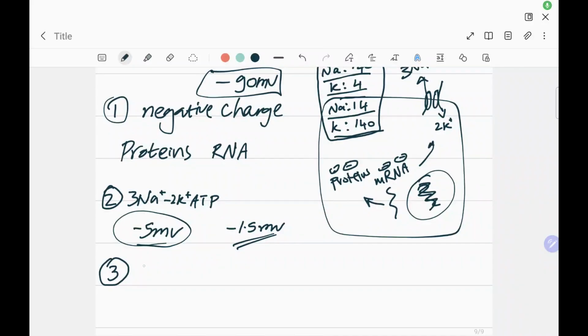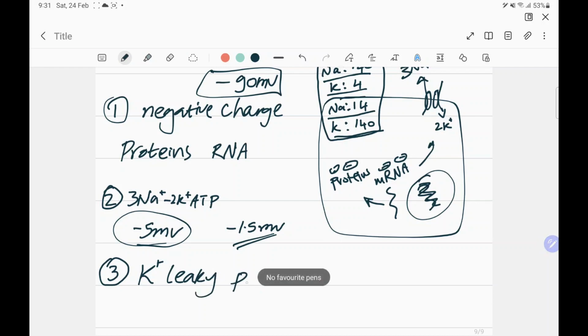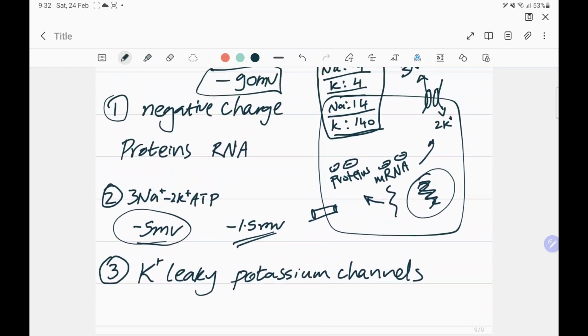The next, third topic is potassium leaky channels. Leaky potassium channels. These are ungated channels that exist in most of your living cells, and they are the most abundant leaky channels or ion channels that exist in your living cells.